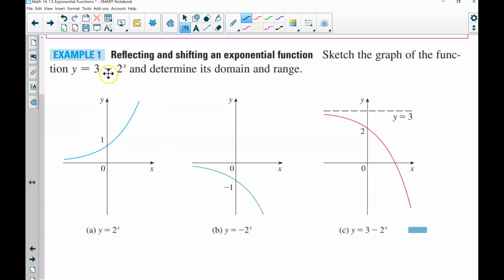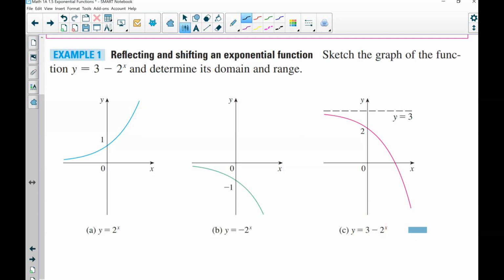Now, then we see that we're subtracting that. What that means is that we are reflecting the graph, when you're subtracting here, about the x-axis. So now it flips according to the x-axis. Then, since we're adding 3, we shift it up 3 units. And therefore, that gives us the graph of y equals 3 minus 2 to the x.